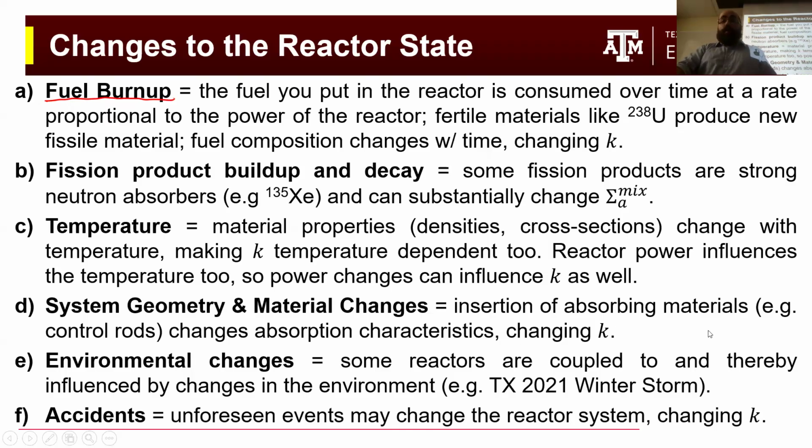System changes: if your reactor is a system, you can insert absorbing control rods into that system, and that's going to change the properties of your system. Our systems also interact with the environment. Most nuclear power plants have a heat sink that is somehow connected to the environment. Maybe they have cooling towers that are depositing that heat into the atmosphere. Maybe they're built on a lake or a river so that they're depositing some of their waste heat into that stream.